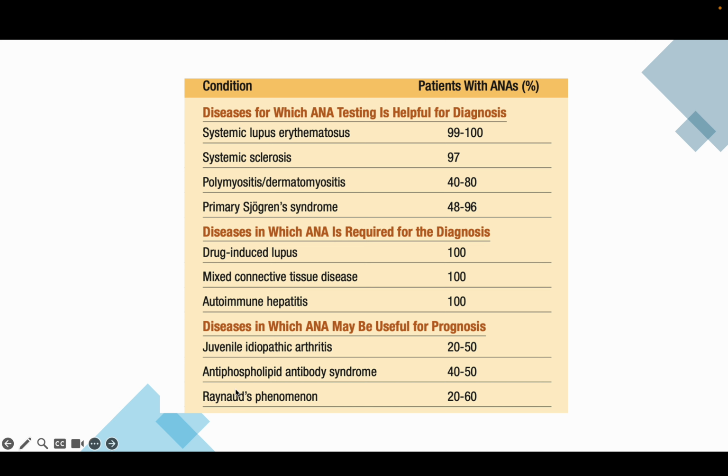ANA may also be useful in prognosis, especially in the case of JIA, APLA and Raynaud's. In APLA, maybe they are not positive in all conditions, only 40 to 50% have ANA positivity. But it will tell you the prognosis. It indicates poor prognosis, with more other organ involvement. In JIA also, there is a poorer prognosis if ANA is positive.